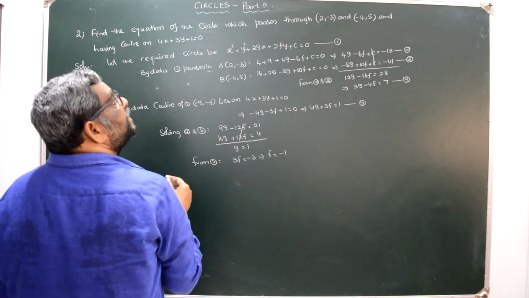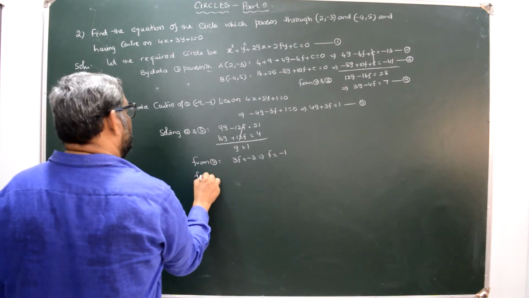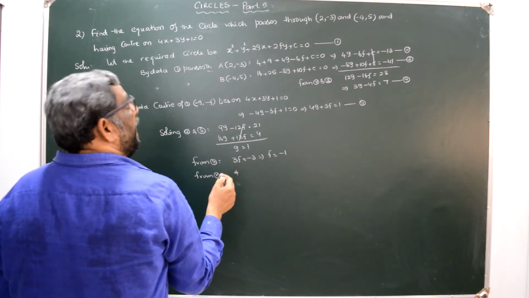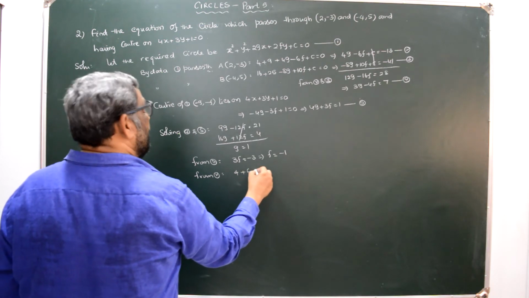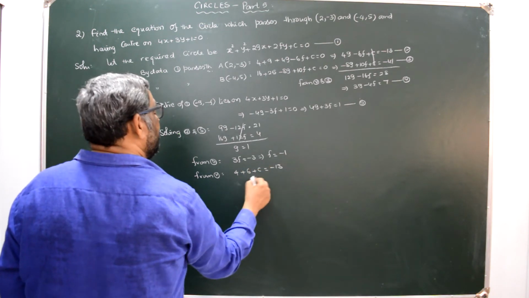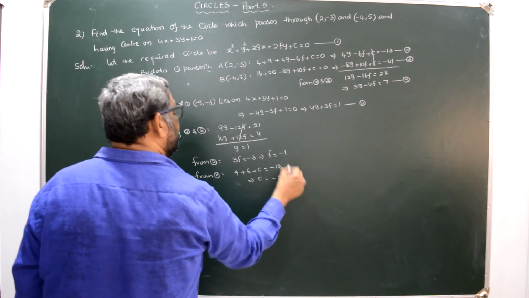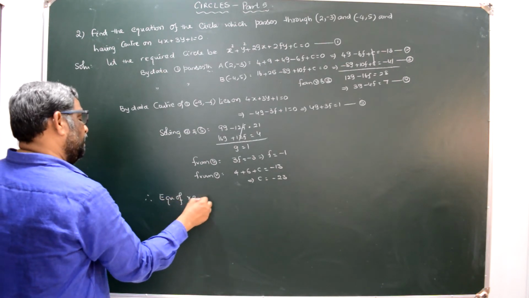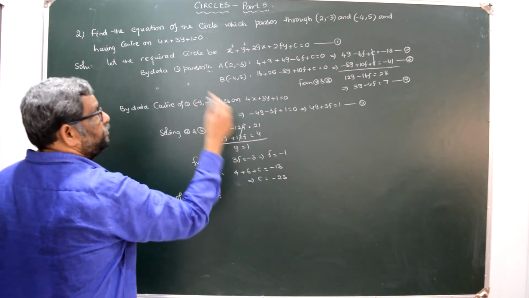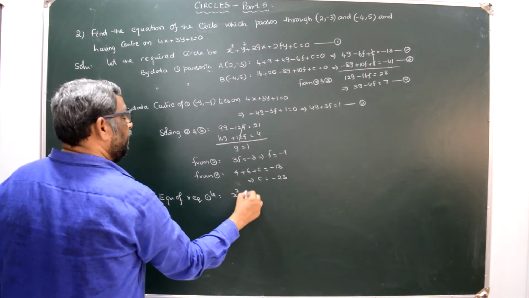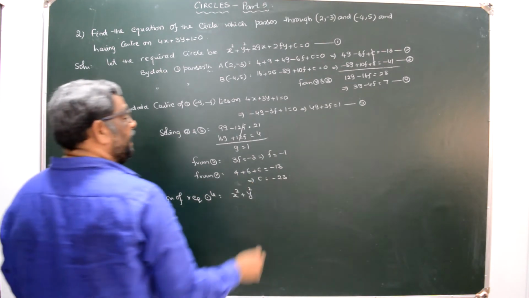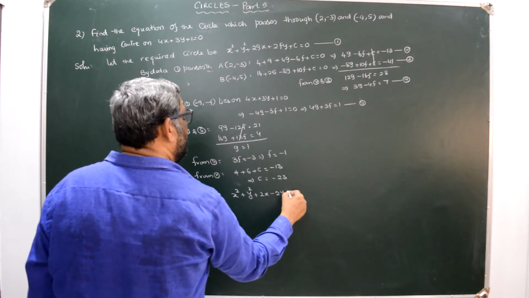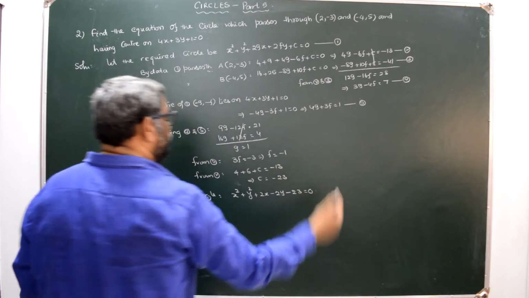You can substitute in one of the equations from 2: 4g, that means 4, minus 6f, that is plus 6, plus c is equal to minus 13, implies c equal to minus 23. Therefore, the equation of the required circle, by substituting all these things in the considered equation, is x square plus y square plus 2x minus 2y minus 23 is equal to 0.